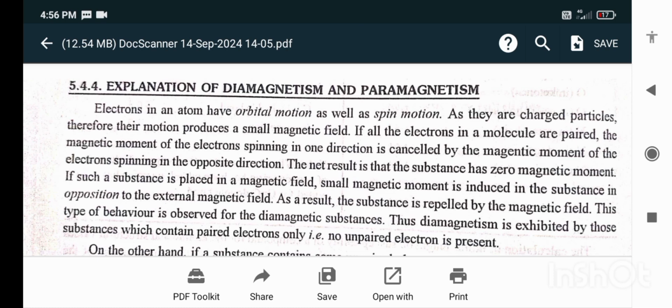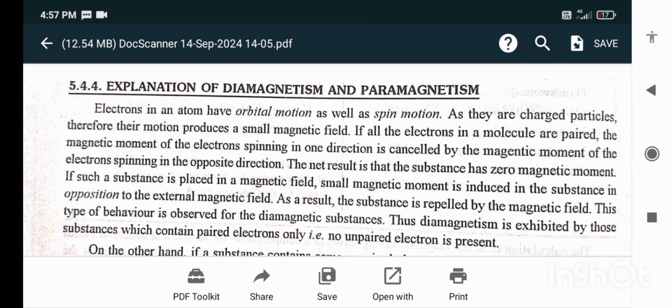Explanations of diamagnetism and paramagnetism. Electrons in an atom have orbital motion as well as spin motion, as they are charged particles. Therefore, their motion produces a small magnetic field. If all the electrons in a molecule are paired, the magnetic moment of the electrons spinning in one direction is cancelled by the magnetic moment of the electrons spinning in the opposite direction. The net result is that the substance has zero magnetic moment.